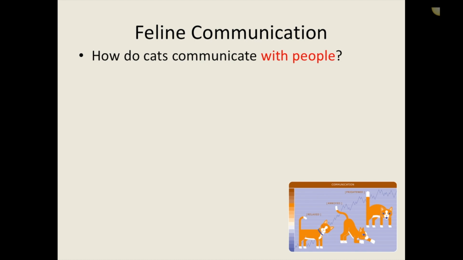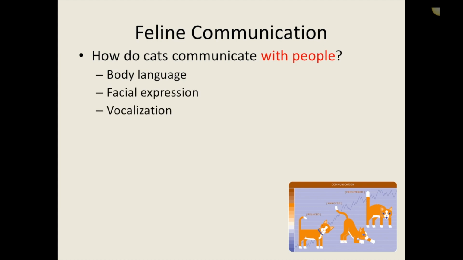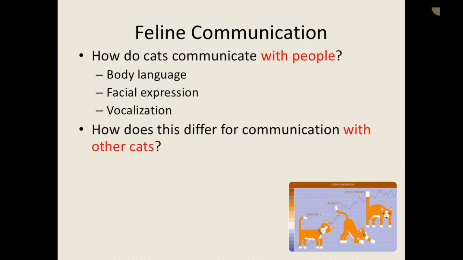So feline communication: how do cats communicate with us? How are they able to tell us what they're thinking, what they're going to do, how we should read them? Body language is huge, facial expression is huge, and vocalization. All these things can help us identify how a cat's feeling, what we should do next, and how we should approach that cat, which is really important.